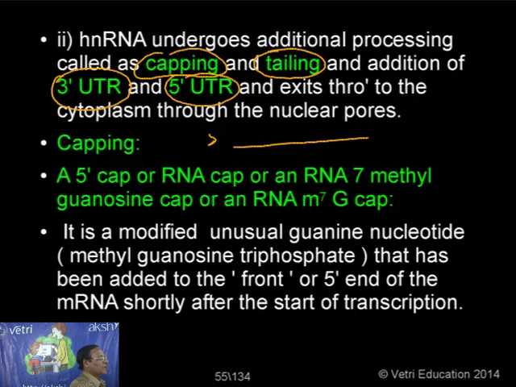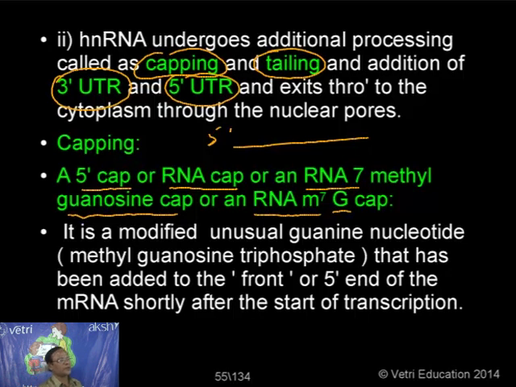Now at the 5' end, we have the addition of a cap. That cap is called a 5' cap, also called the RNA cap, or the RNA 7-methylguanosine cap. It is also simply described as RNA m7G cap, that is, 7-methylguanosine cap. So these are all the different names for the cap. The addition of that cap takes place at the 5' end of the nascent mRNA.